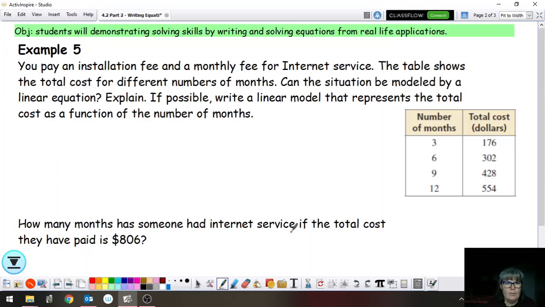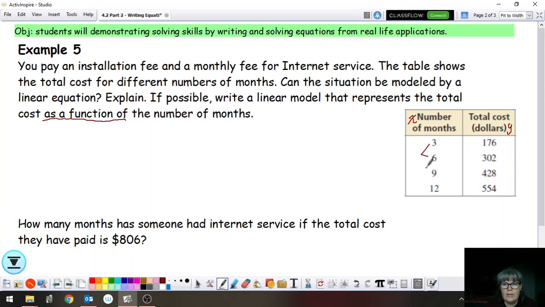Here is another example where we have an installation fee and a monthly fee for internet service. The table shows the total cost for different numbers of months. Can the situation be modeled by a linear equation? Explain. And if possible, write a linear model that represents the total cost as a function of the number of months. Again, that "as a function of" indicates our input. So the number of months is our input, so that's x, making the total cost the output, or the y.